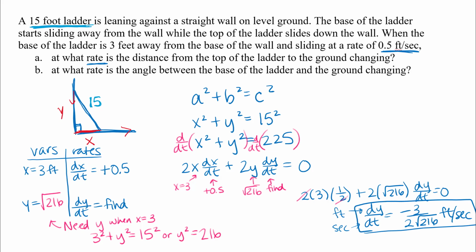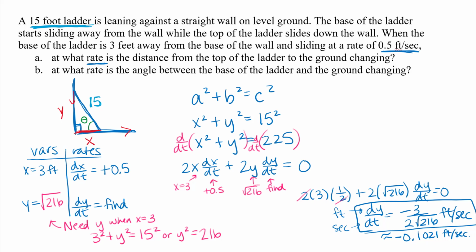If I want a decimal approximation for this, I can go ahead and get that. I think we get about negative 0.1021 feet per second, approximately. That was part A. There's a part B here as well. It's asking us about an angle between the base of the ladder and the ground. So for part B, I have really another variable here that I'm asked to find.